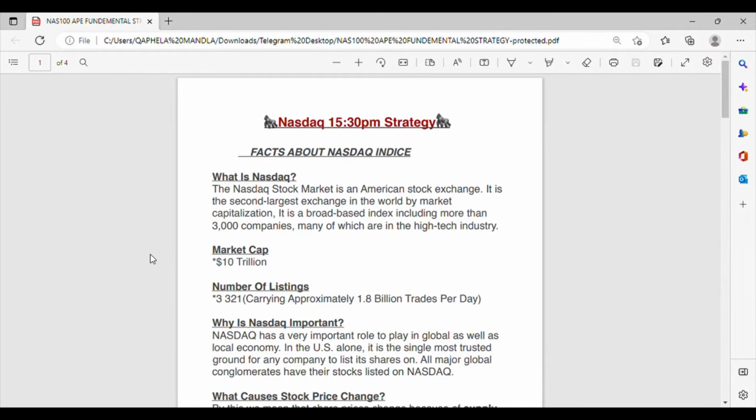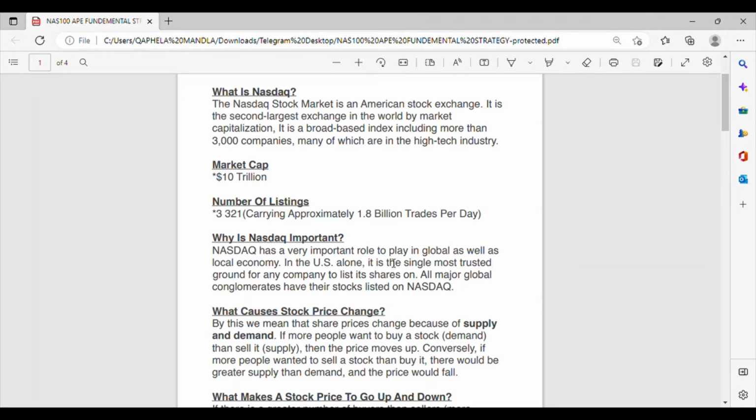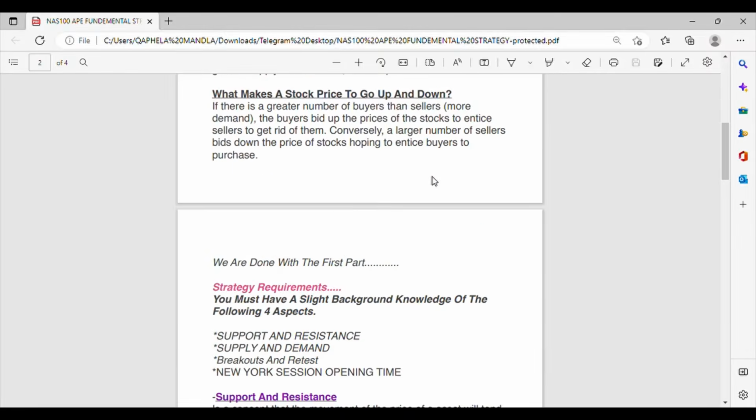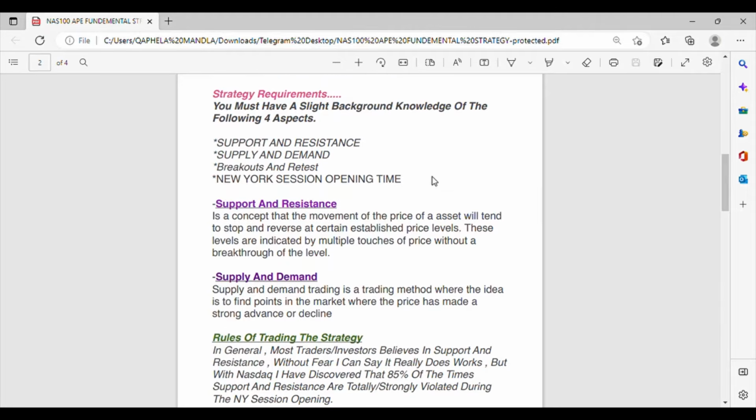But let's go through this PDF and see what exactly it has on it, and see what kind of information we can use in order to be profitable at NASDAQ at 15:30 specifically. So here at the start, all we see is facts about NASDAQ. What is NASDAQ? The market cap. This information is not really important. What we want to know is the strategy and how it works, right? So let's quickly go to the second part here.